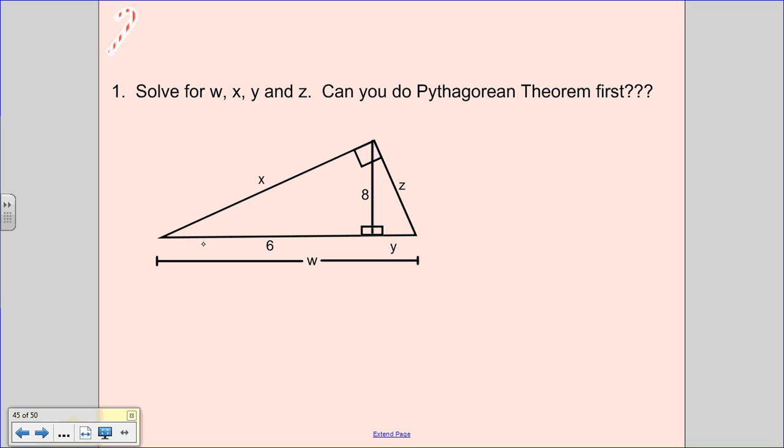Alright, for this problem we're going to solve for w, x, y, and z. And it wants us to do the Pythagorean theorem first, or see if we can. I could use the Pythagorean theorem for the medium-sized triangle because I have both legs, 6 and 8, and I would need to find the hypotenuse, which is x.